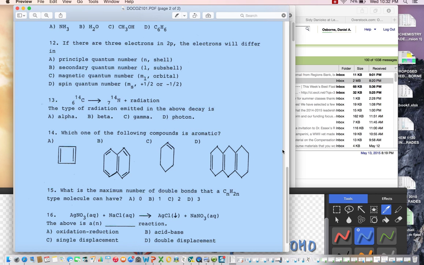Finally, looking at number 16, we have a precipitation reaction, but let's look at the oxidation numbers carefully. They're not changing, so I have nitrate before, nitrate after. I have silver ion before, silver ion after. I have sodium ion before, sodium ion after. I have chloride ion before, chloride ion after. The only thing that changes is solubility. This is a precipitation reaction, which is a specialized type of double displacement reaction. The best answer is D.